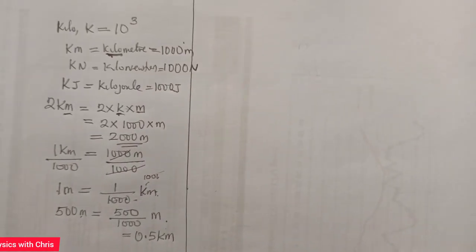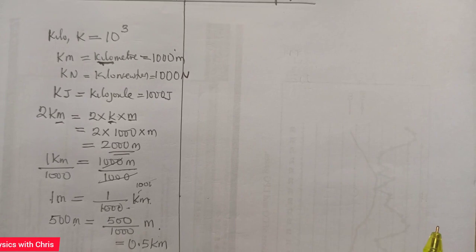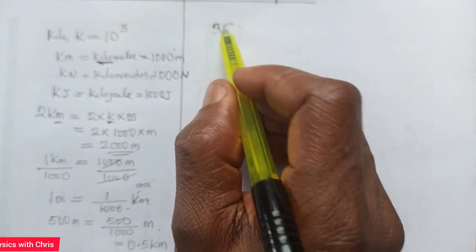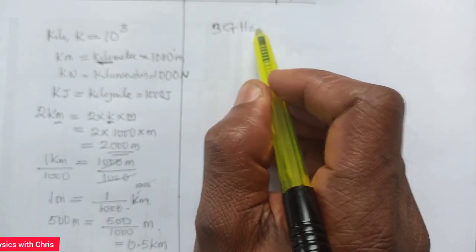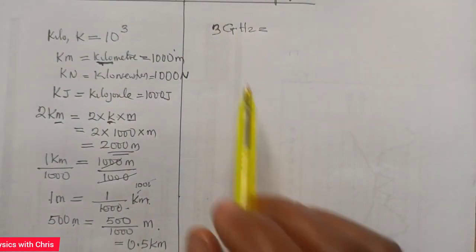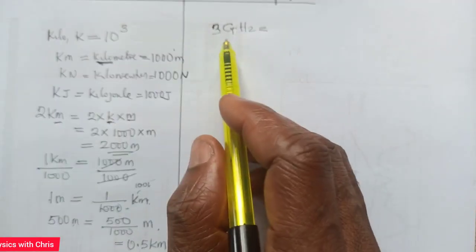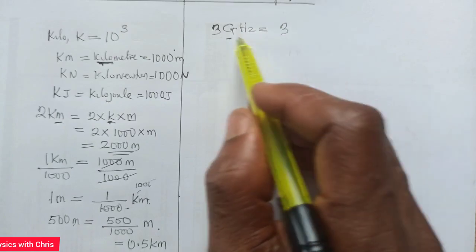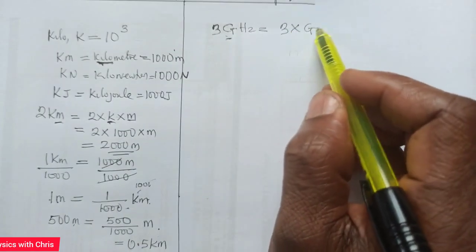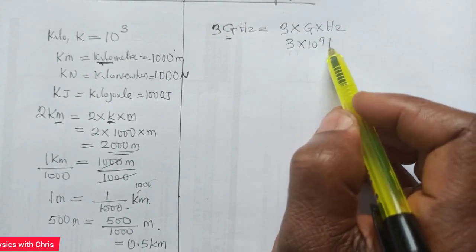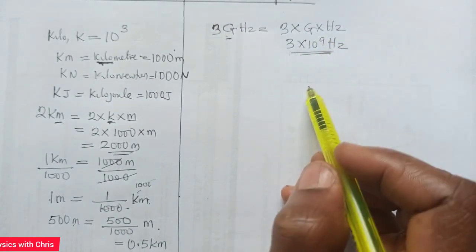Okay, so even if I have to do other conversions, let's say I have 3 gigahertz. I want to convert it because this is not the SI unit of Hertz; it is a multiple of the Hertz. So my giga from my table is 10 raised to the power 9, 1 billion. So I replace it. This is 3 times G times Hertz. So in conversion, I have 3 times 10 to the power 9 Hertz. So that's the conversion.